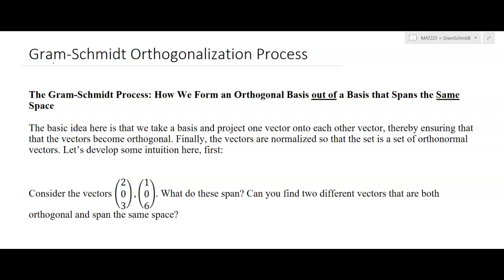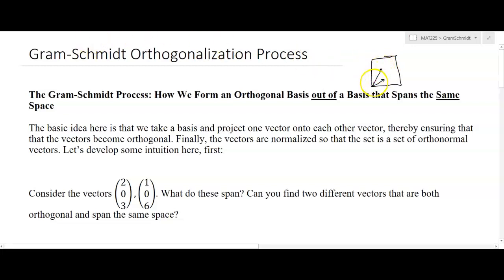So let's suppose we have some sort of basis, and that basis spans some sort of region. For instance, let's say I'll just draw kind of a plane-like shape here. And inside of this plane, I have two vectors that span that entire plane. And we see that there are infinitely many vectors inside of this plane.